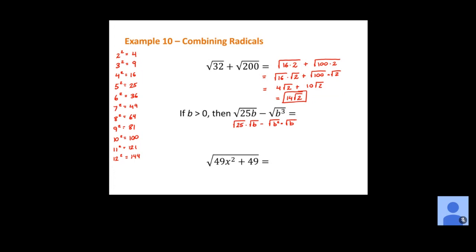Should be a 5. So we get 5 times the square root of b minus, what's the square root of b squared? Okay, good. Now, in this case, technically, it would be absolute value, right? But they already tell us that b is greater than 0, so that's why we don't have to have the absolute value this time. So we're just going to have a b times the square root of b. And now we actually have like terms, right? Because we have a square root of b in common for both.